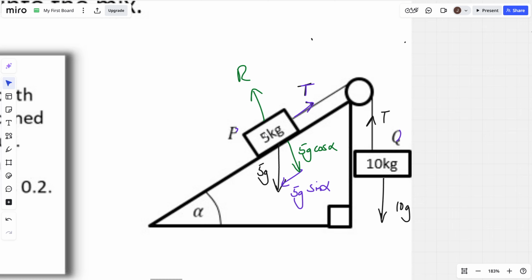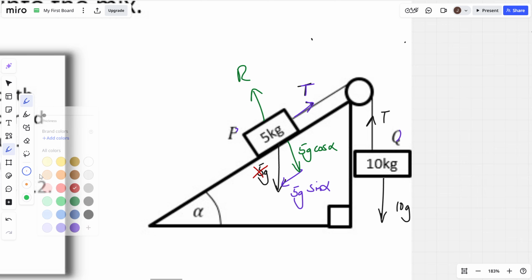Notice how for P I've done the same thing that we've been doing the whole time. The 5G, I'm finished now with the 5G. I've broken that up. So I'm doing my parallel perpendicular thing here. I've got in purple the parallels, I've got in green the perpendiculars. What's going on over here with Q? Well, that's its own separate thing. That's vertical only. So I've just got my T and my 10G.